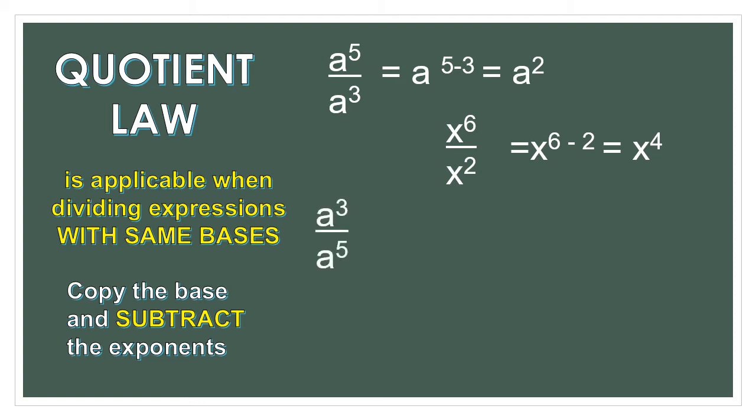Okay, so this time, the exponent of the numerator is less than the exponent of the denominator. Makikita nyo dito class kung ano ang mangyayari if we have negative exponents. So, we have a cubed divided by a to the fifth power. Applying the quotient law of exponents, we're going to copy the base and subtract the exponents. So, we have 3 minus 5, that is equivalent to a raised to negative 2.